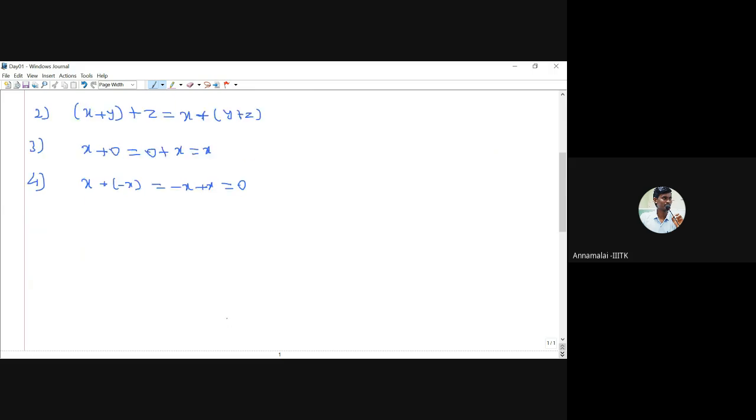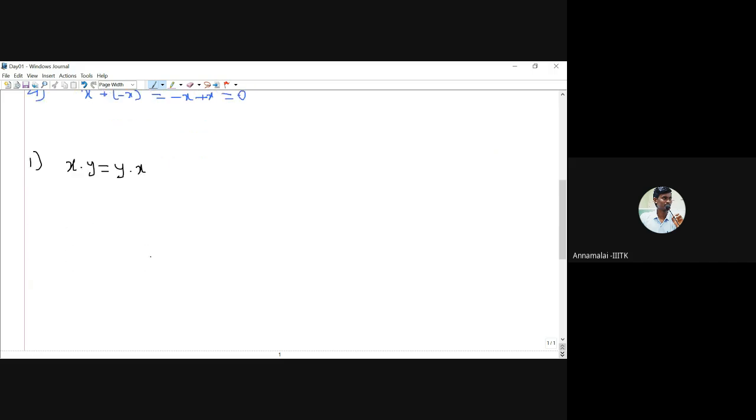Now, the properties of multiplication of real numbers. The first property, again: if we take any two real numbers, they always satisfy the commutative property, that is x dot y equals y dot x, commutative with respect to multiplication. Then the second is the associative property, that is x dot (y dot z) equals (x dot y) dot z. Any three real numbers satisfy this associative property.